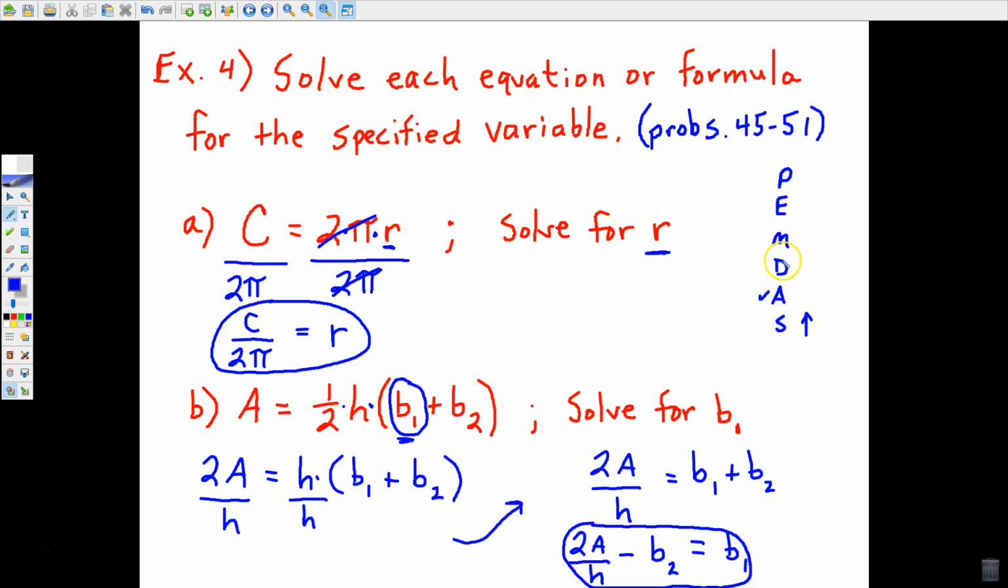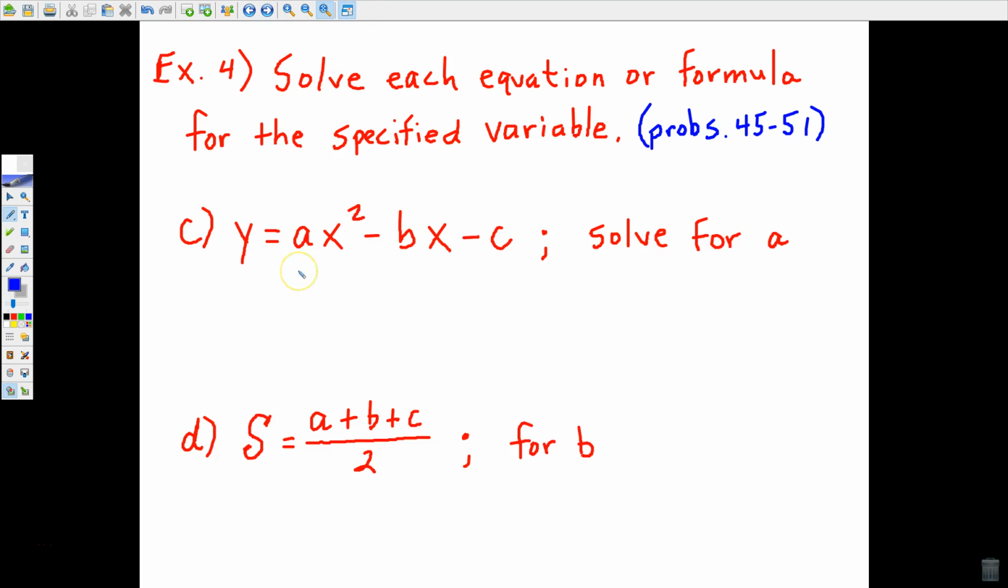So again, I encourage you to write this down every time, or whatever it takes, so that you can get a visual of actually checking off what's happening around the variable and undoing those operations, or those parts of PEMDAS, in reverse order. Hopefully that will help you.